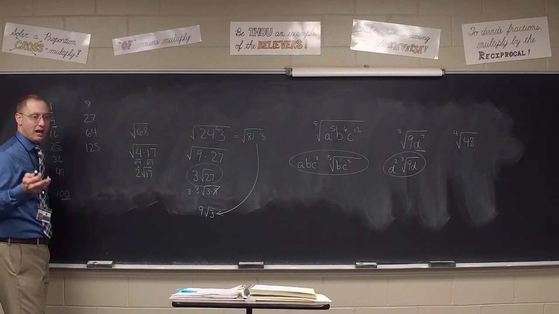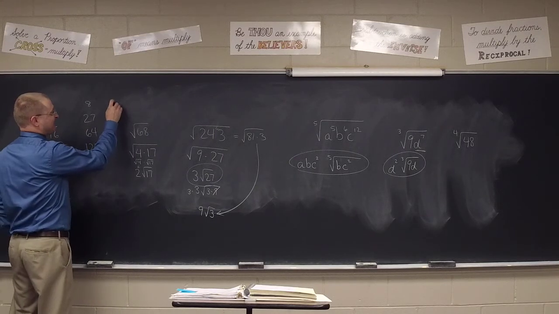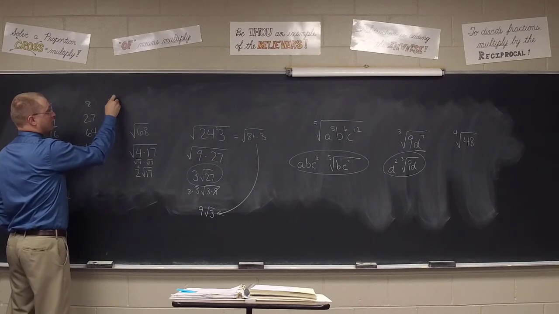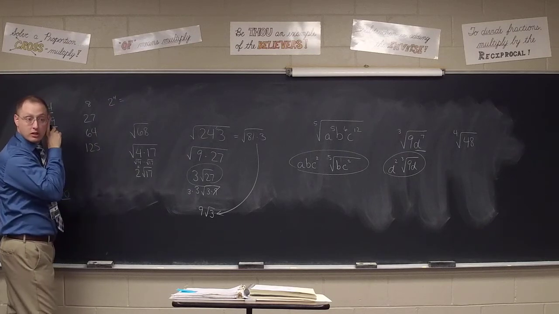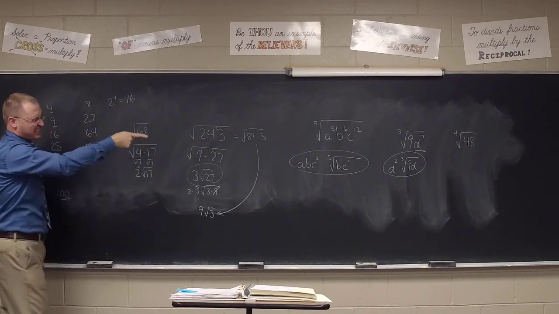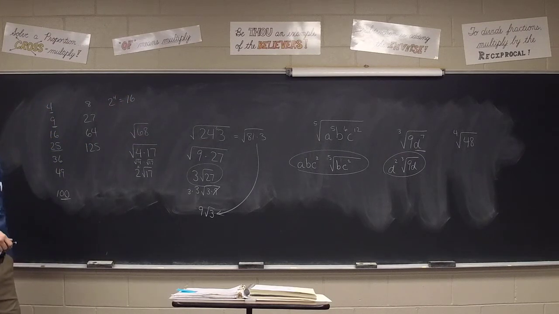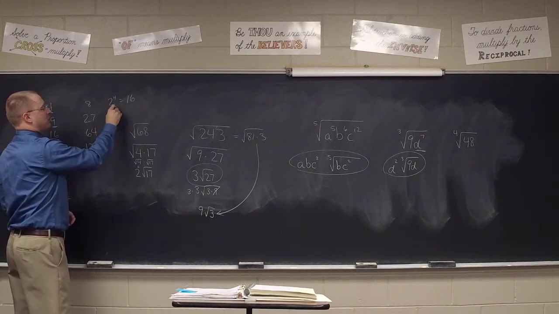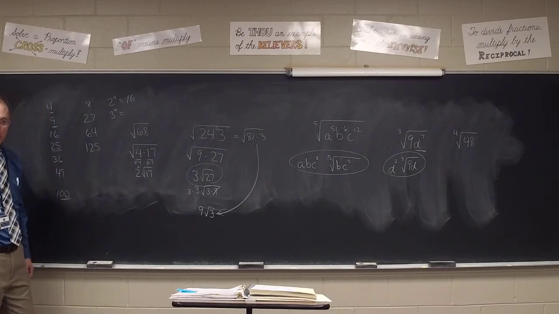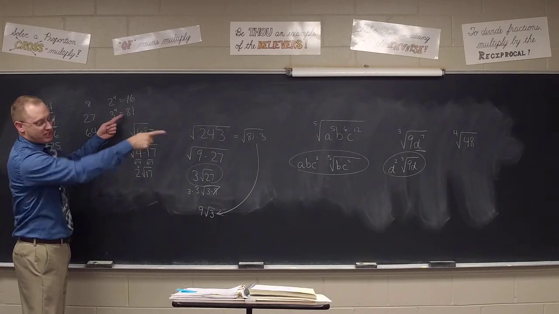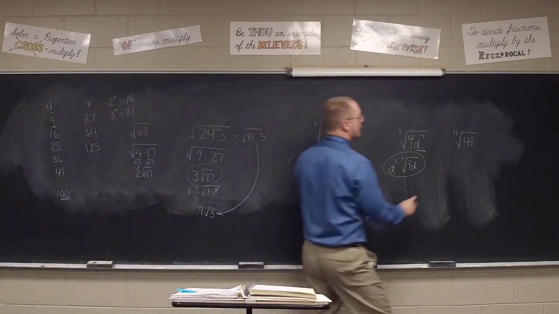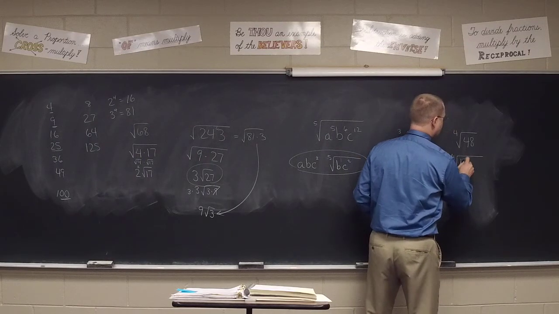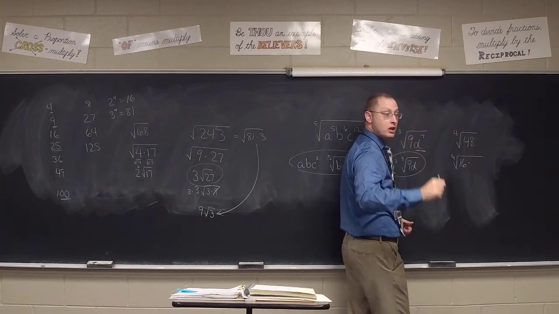So we don't have a lot of them, but 2 to the 4th is 16. Is there a 16 in 48? There is, yeah. If that hadn't worked, maybe we tried 3 to the 4th, but what's 3 to the 4th, anybody? 81. Okay, so we definitely know an 81 doesn't go in a 48. 16 does, so we could factor this into the 4th root of 16 times 3.